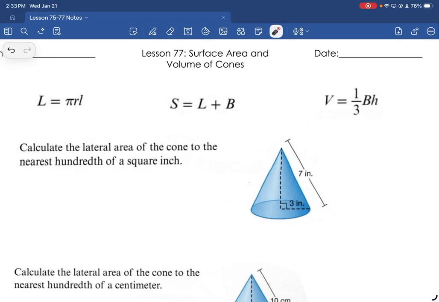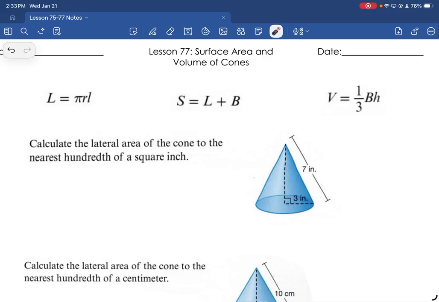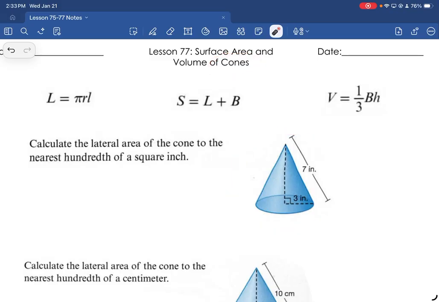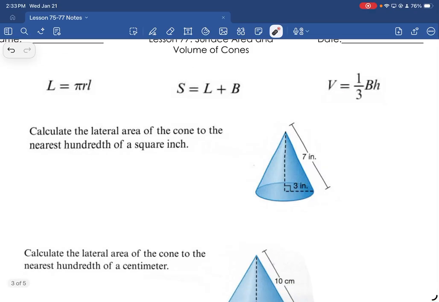Lastly, lesson 77. We've already been covering a lot of surface area and volume types of questions with specific kinds of figures. This one in particular deals with cones. Y'all know what a cone looks like. We've already practiced using these formulas with pyramids and prisms. Well, today we are applying it using cones.